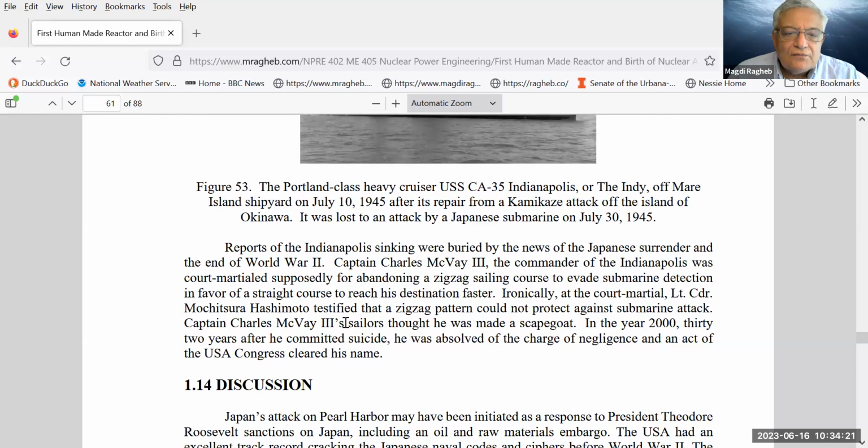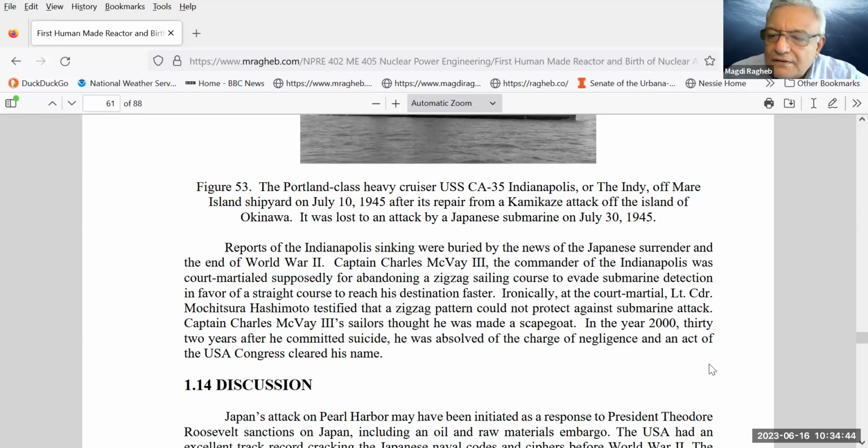Captain Charles McVeigh committed suicide. He received some nasty mail, but years after he committed suicide, he was absolved of the charge of negligence by an act of the United States Congress, and cleared his name.